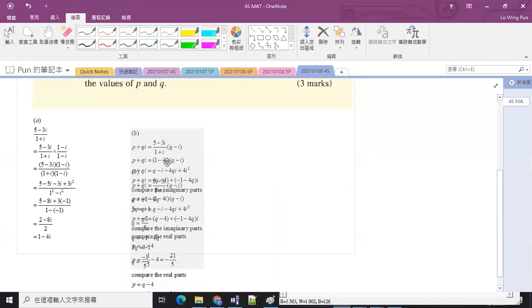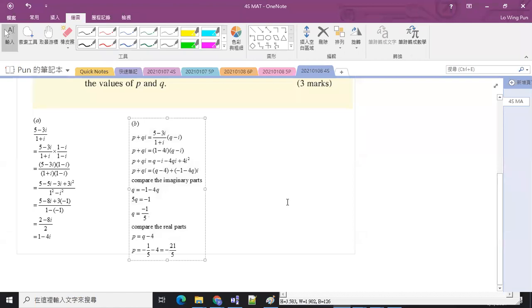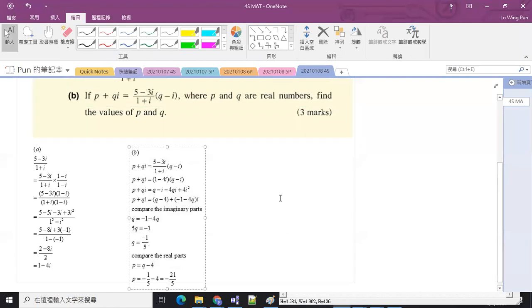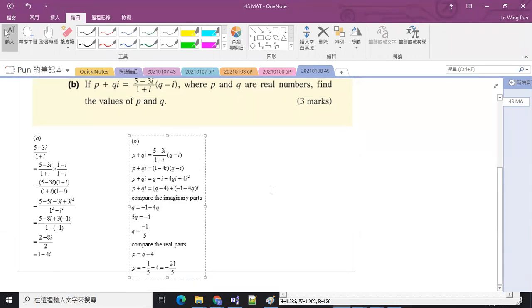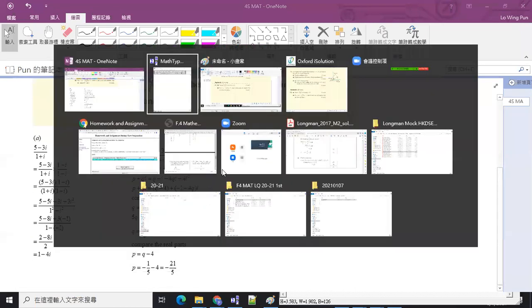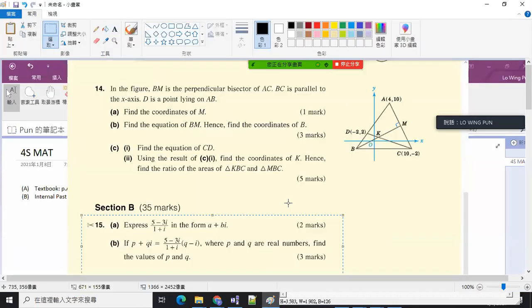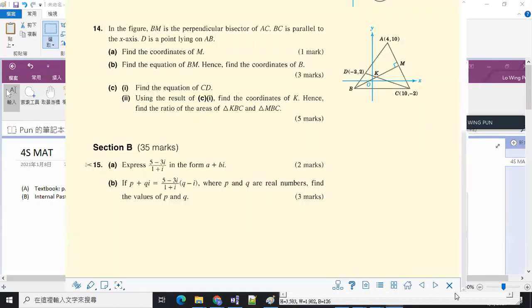Is it okay? So this is question number 15. And then next one is number 16, next page.